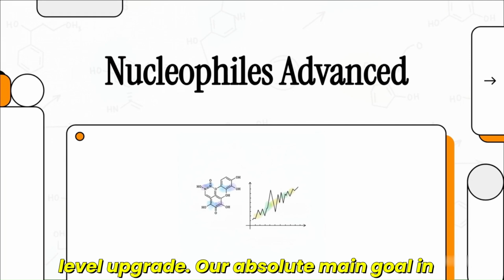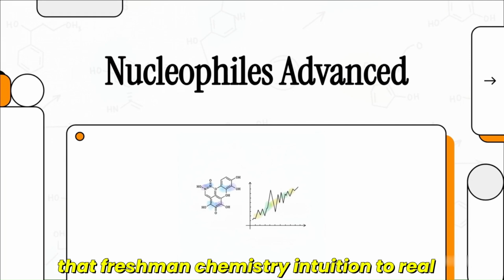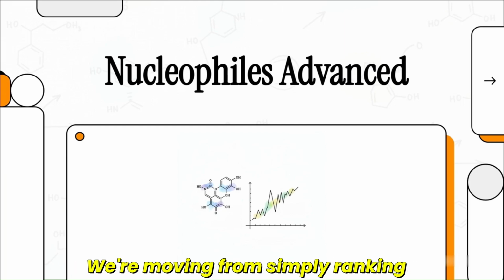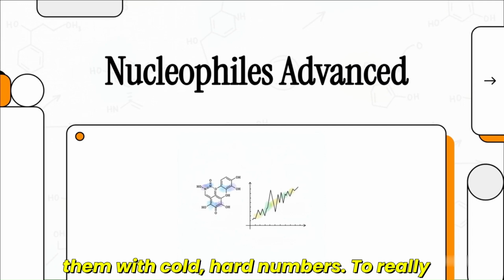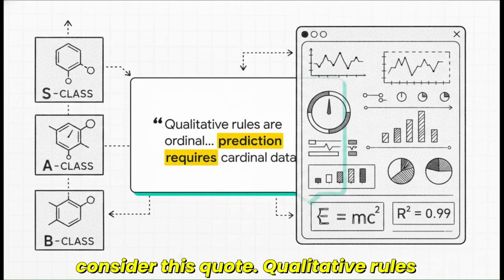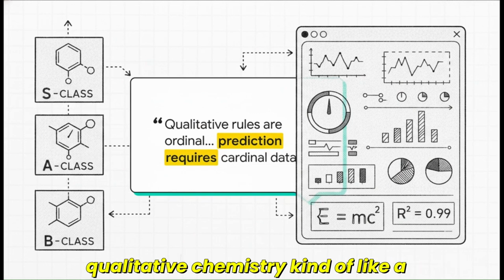Our absolute main goal in this explainer is to transition you from that freshman chemistry intuition to real, research-grade quantitative prediction. We're moving from simply ranking nucleophiles by gut feeling to ranking them with cold, hard numbers. To really set the stakes for this deep dive, consider this quote: "Qualitative rules are ordinal. Research-grade prediction requires cardinal data."